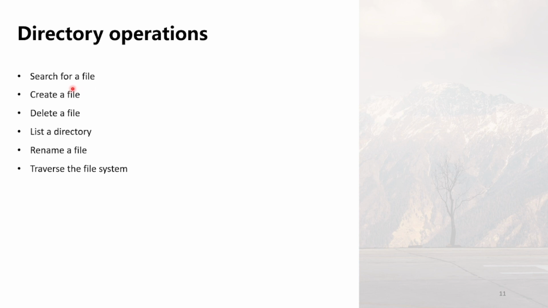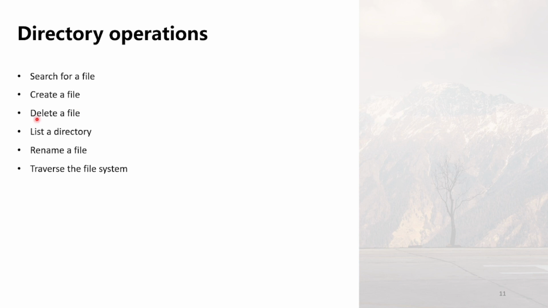Search for a file. Locate a file within the directory structure. This can involve searching by file name, file type, or other attributes. Create a file. Makes a new file in a directory. This involves specifying a file name and possibly its type, like .txt and .jpg.